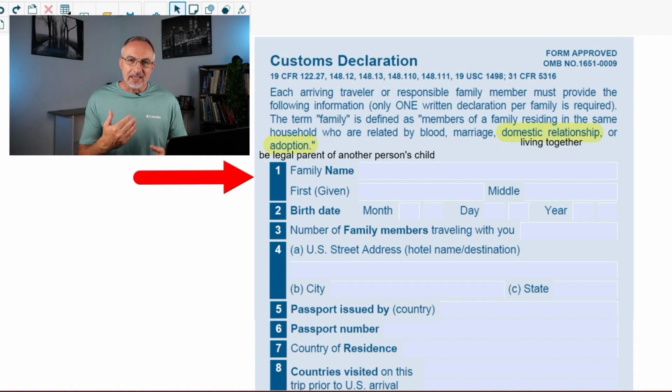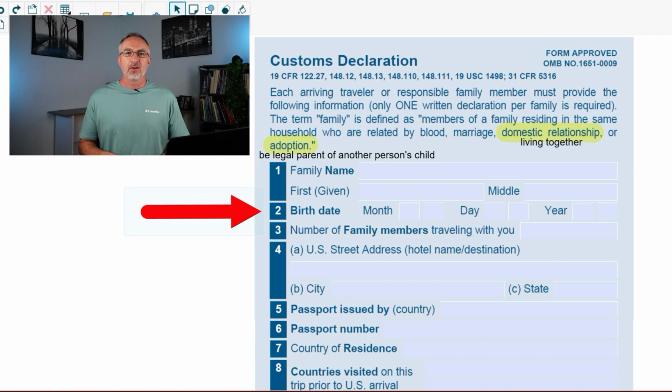Now let's look at the individual parts of the declaration form that you need to complete. The first part is your family name. So that's your last name. You also need to give your first name. They say first or given. Basically means the same thing, just your first name. And your middle name. If you have a middle name, then you put down the full middle name, not just the letter. Number 2, you need to give your birth date, your date of birth.